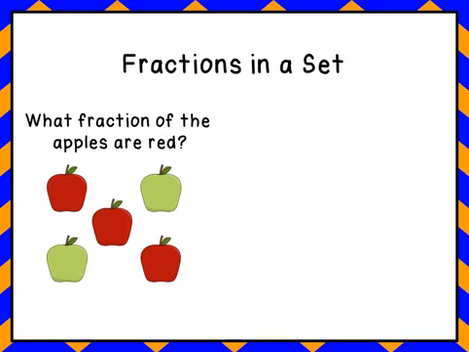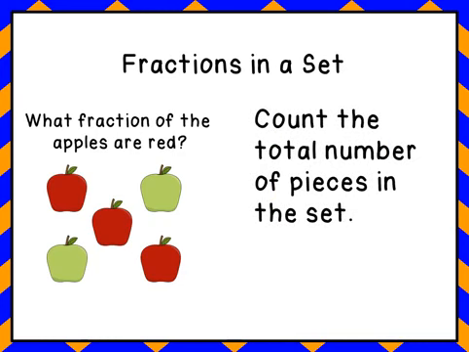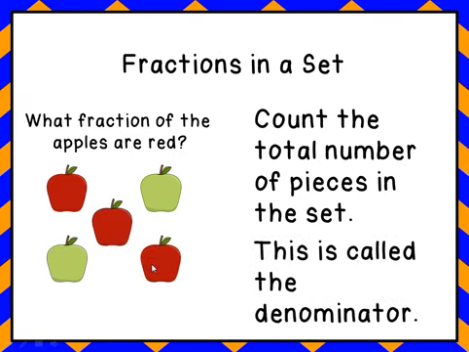All right, so we're looking at fractions in a set, taking a group, and the question is, what fraction of the apples are red? So the first thing that we want to do is count the total number of pieces in the set. So in this particular one, we have 1, 2, 3, 4, 5 apples, and that's called the denominator. That's the number that goes on the bottom.